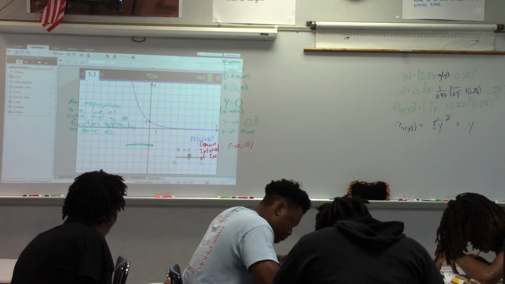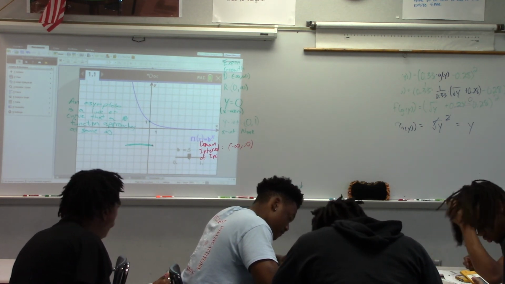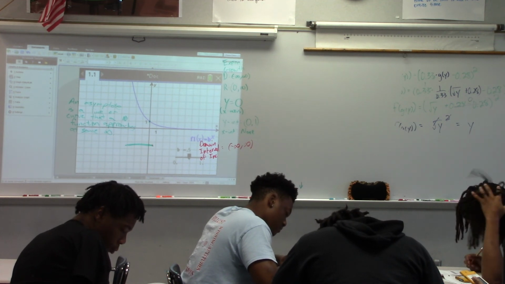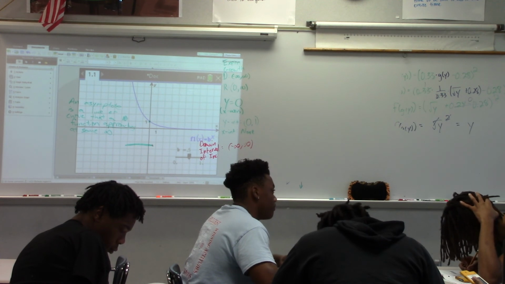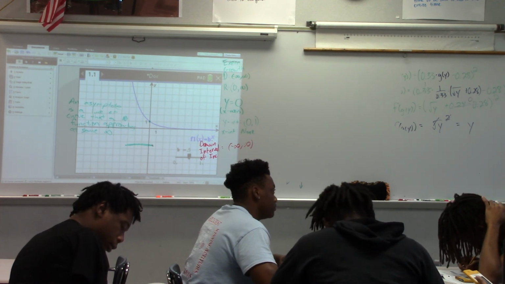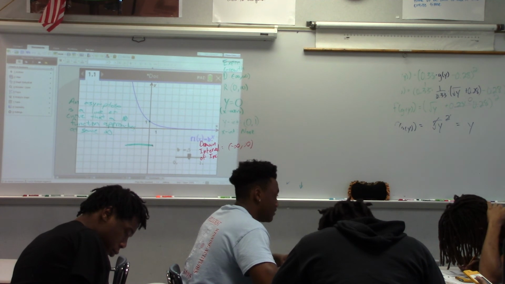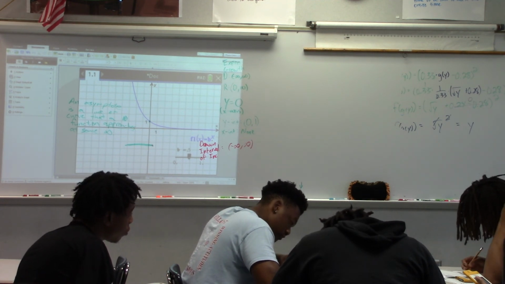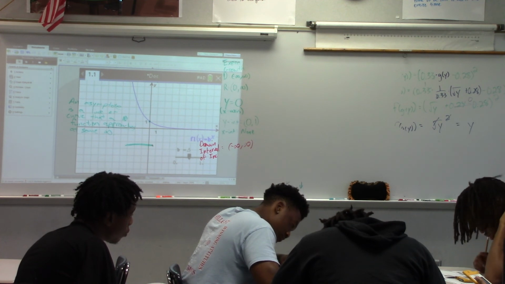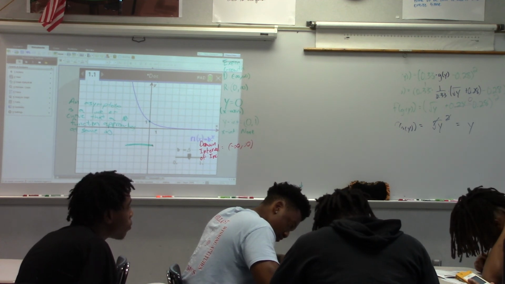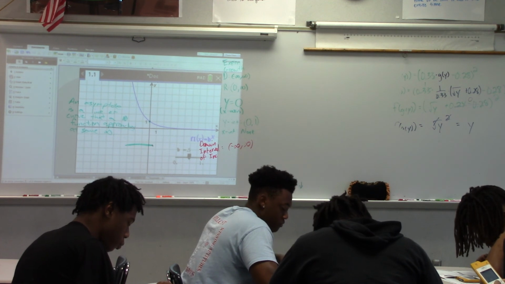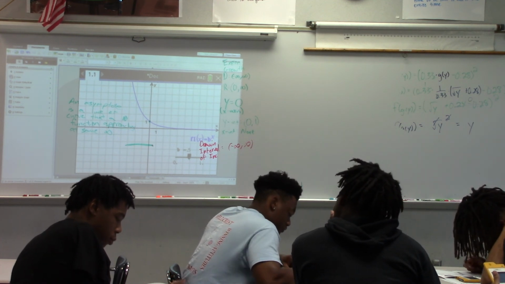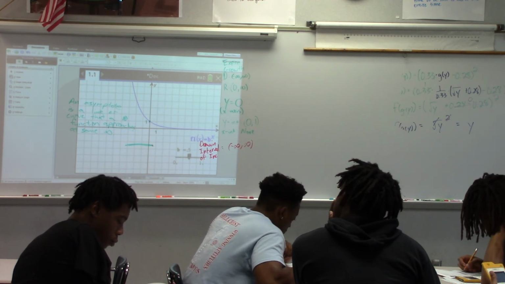I need you to pause and remember. In interval notation, minimum first, then maximum. It doesn't matter how negative appears. It's still a minimum of negative infinity and a maximum of positive infinity. So it's still negative infinity to positive infinity for the domain, right? You always go negative to positive, or minimum to maximum every single time.